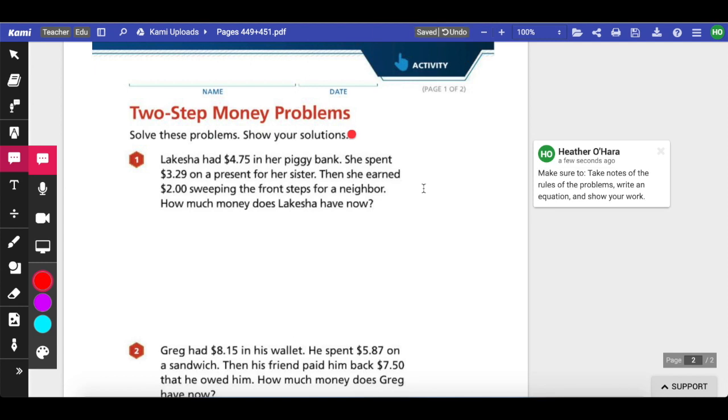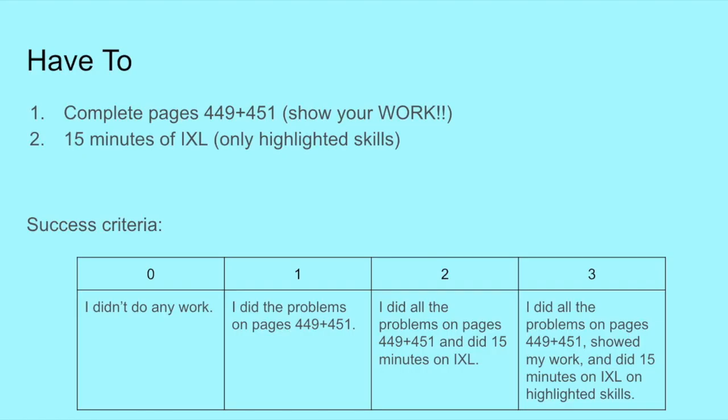Now let's take a look at our homework. Here's your homework for today. You're going to complete pages 449 and 451. Make sure to show your work for every problem. And then you need to do 15 minutes of IXL only on the highlighted skills. And if you take a look at the rubric below, it shows you to get a 3, you need to do all the problems on pages 449 to 451, show your work, and do 15 minutes on IXL on the highlighted skills.